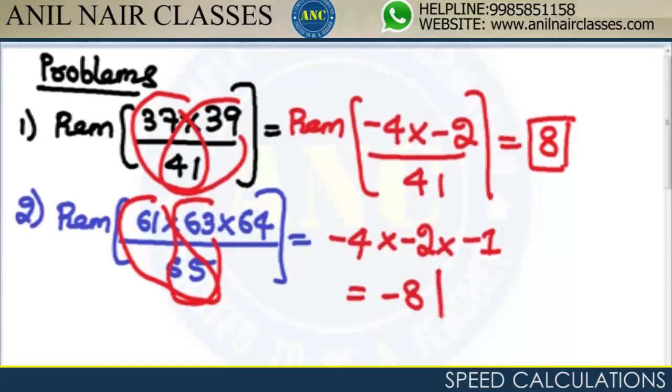Negative remainder is -8. The positive remainder will be obtained by adding it to the denominator 57. I hope it is clear. This is an introductory question. Slowly I will increase the level of difficulty.